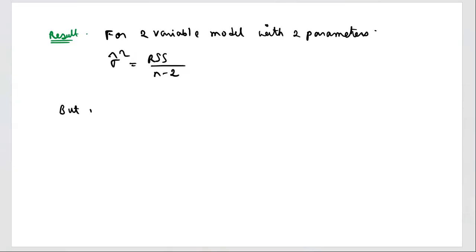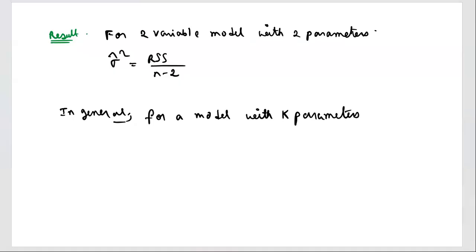But in general, for a model with k parameters, sigma cap square will be RSS upon n minus k. So this is the thumb rule.